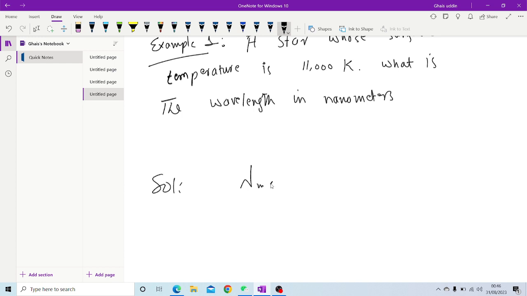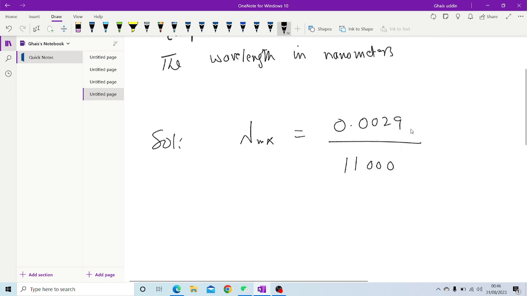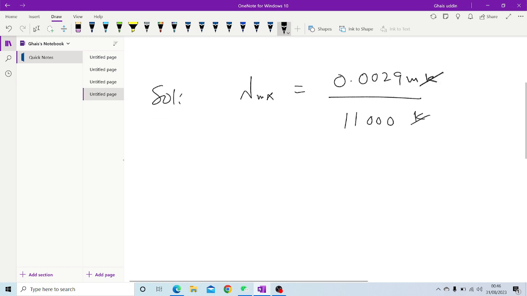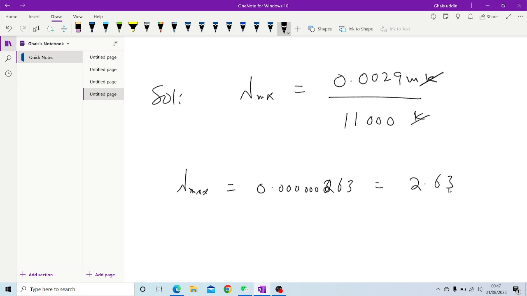This is lambda max, and this is equal to, we know the constant, 0.0029. So we will divide by the temperature, 11,000, and this is meter Kelvin, and this is Kelvin, so this can cancel, and this lambda max is equal to 0.000000263, which is equal, in scientific notation, to 2.63 times 10 to the power minus 7.